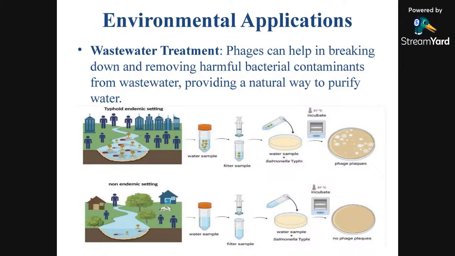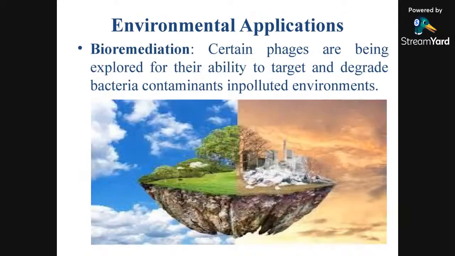The Ganga has a high concentration of natural bacteriophages, so the water of the Ganga river never gets spoiled. That's the reason. And bioremediation: certain phages are being explored for their ability to target and degrade bacterial contaminants in polluted environments. Phages target and eliminate pathogenic bacteria in contaminated soil, water, and industrial waste.